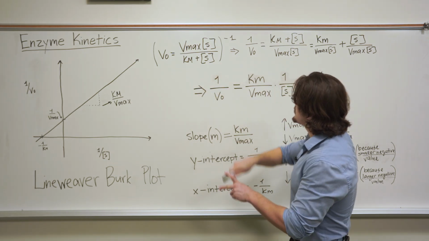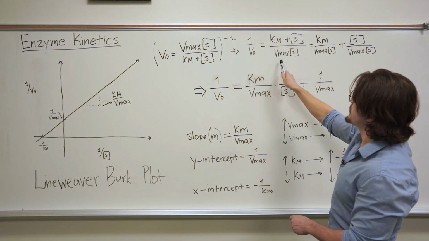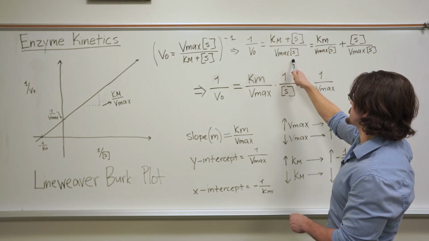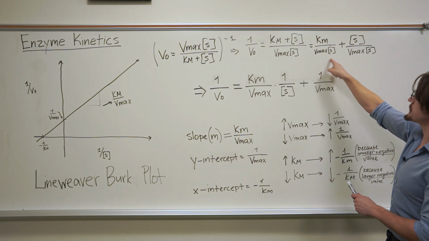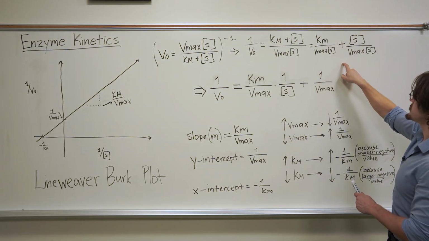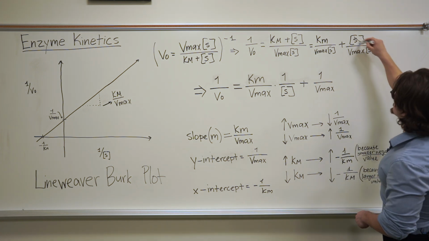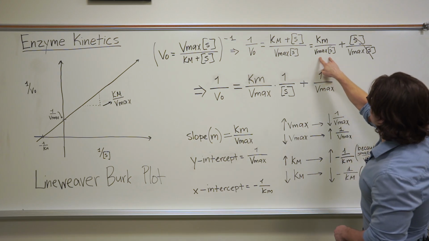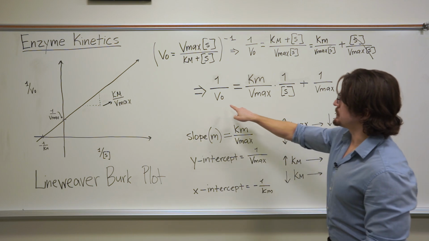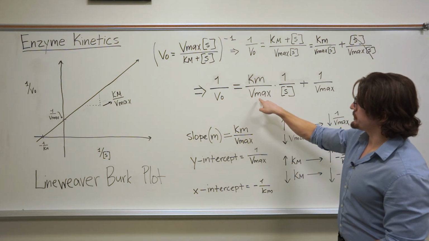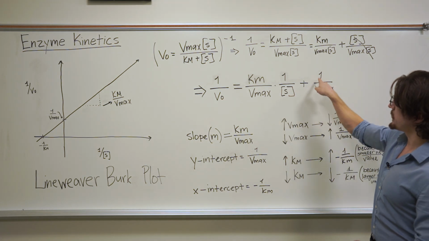of both sides, we're going to get 1 over V naught is equal to Km plus substrate concentration divided by Vmax times substrate concentration. And we can rewrite this to be Km over Vmax times the substrate concentration, plus the substrate concentration divided by Vmax times that same substrate concentration. Now notice, this is going to cancel out, and then we can divide these two terms, and we can get this form of the equation, which is 1 over V naught is equal to Km over Vmax, which is a constant, remember, multiplied by 1 over the substrate concentration, plus 1 over Vmax.